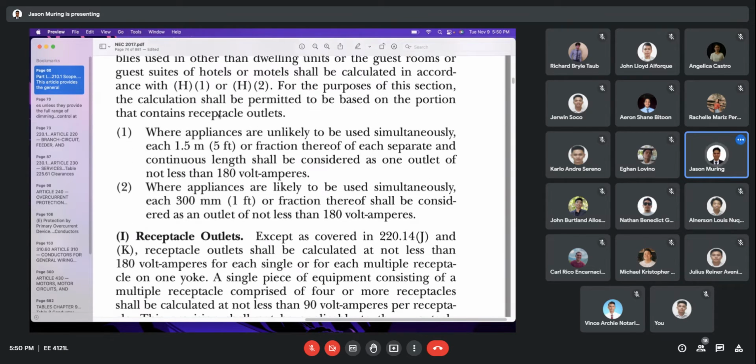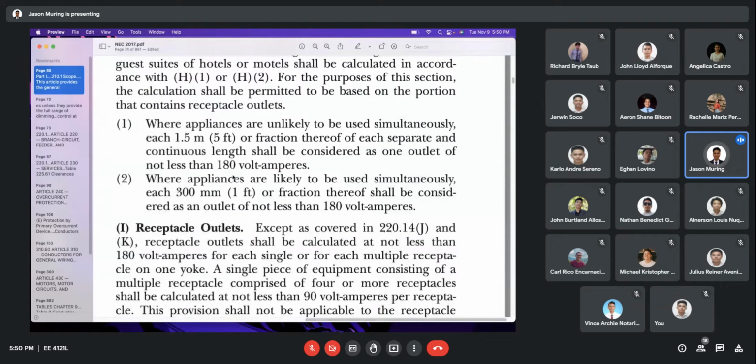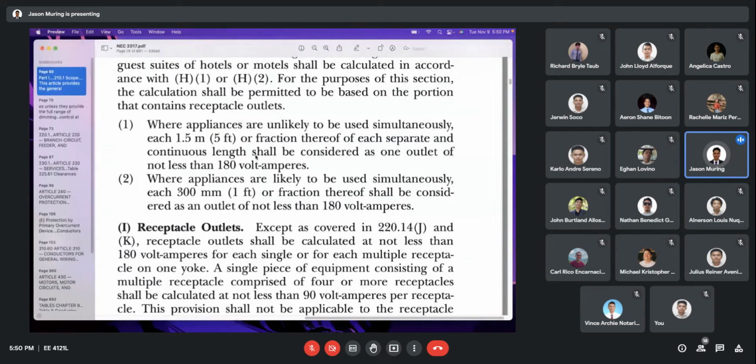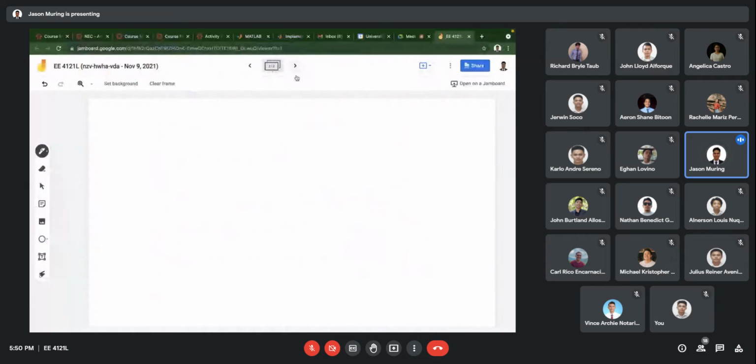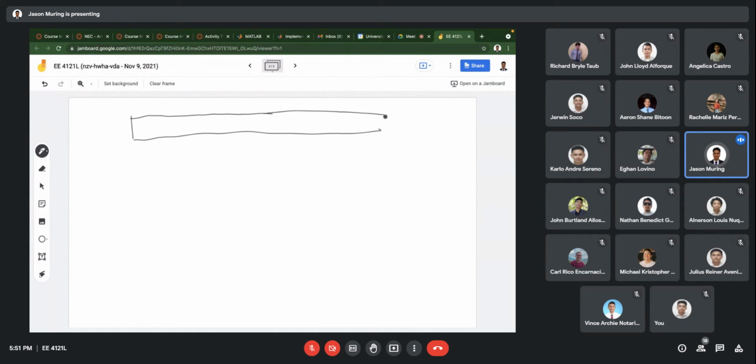In H1, it says that for every 1.5 meters, you should consider not less than 180 volt-amperes. This is the volt-amperes for one strap of receptacle. Now we are not considering per strap of receptacle, but instead per distance. That is the multi-outlet assembly. Usually it looks like this, for example, this part of the table, where the outlets are in closer distances.